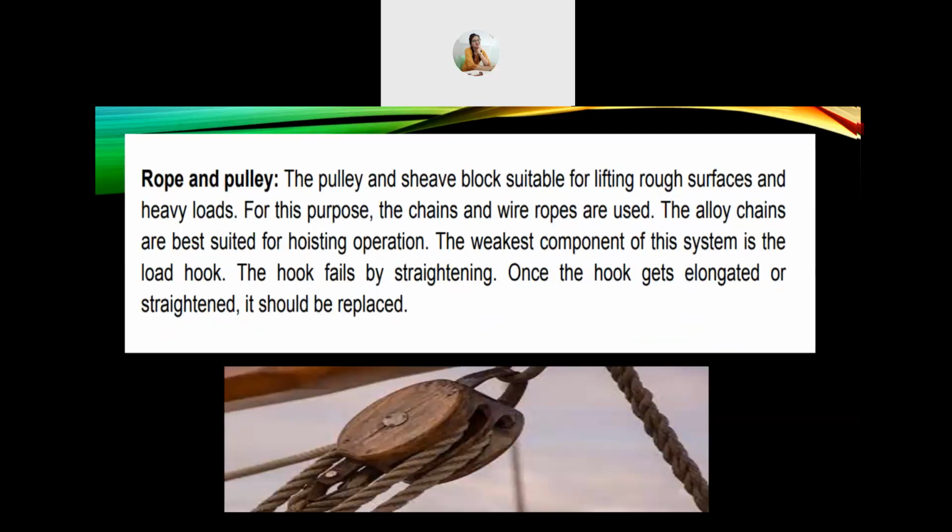Next, rope and pulley. The pulley and sheave block are suitable for lifting rough surfaces and heavy loads. For this purpose, chains and wire ropes are used. The alloy chains are best suited for hoisting operation. The weakest component of the system is the load hook. So the hook fails by straightening. Once the hook gets elongated or straightened, it should be replaced.